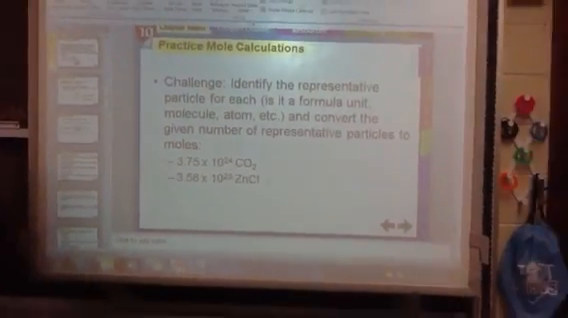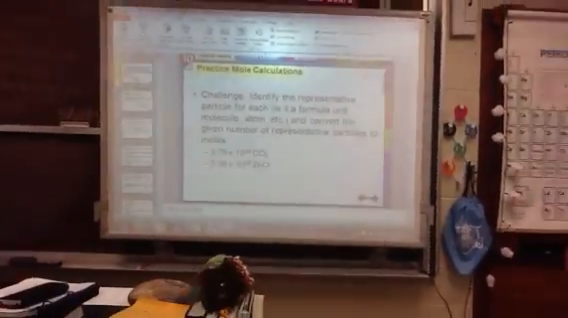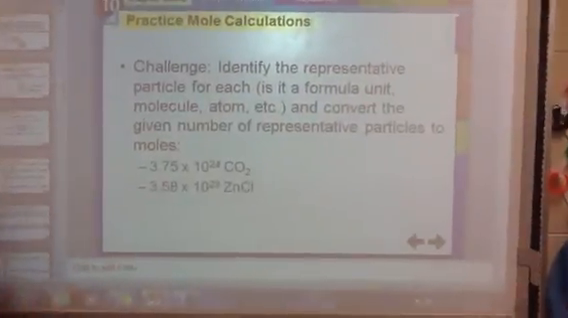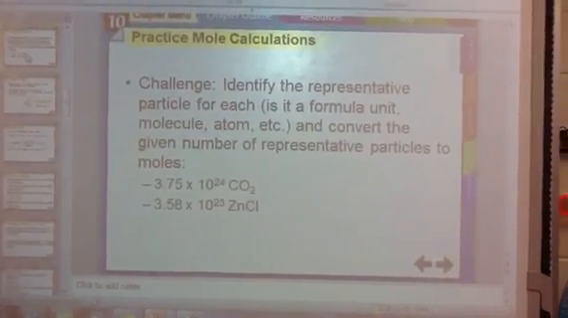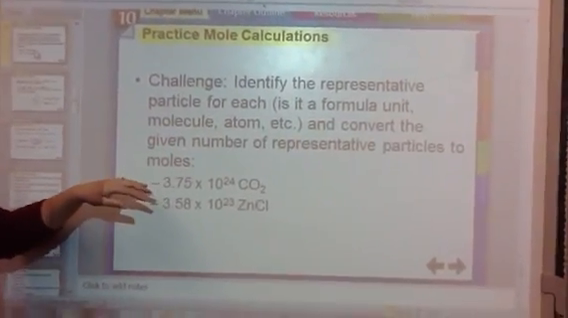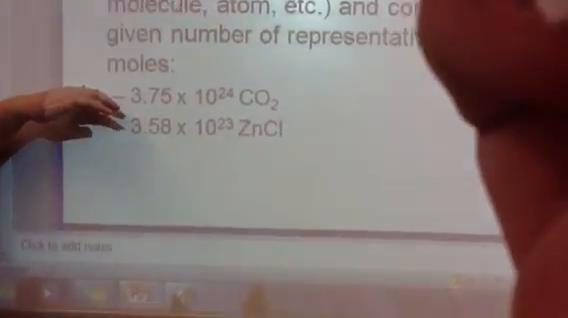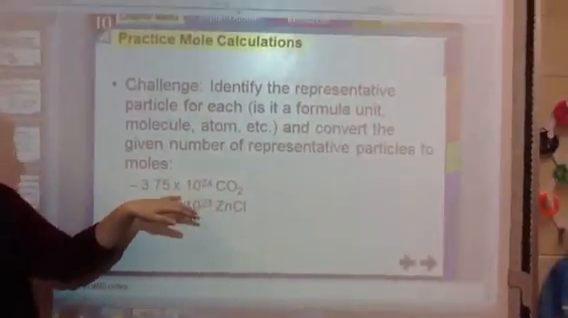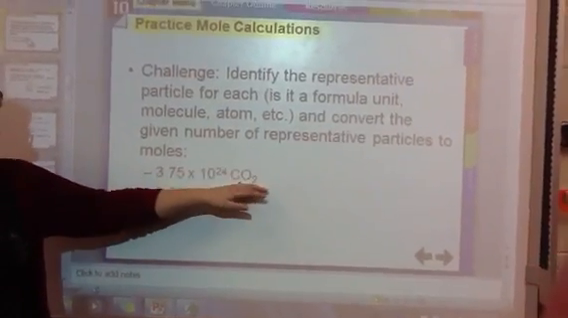There's also one that's a challenge problem where you're doing the exact same thing, but I want you to identify what the representative particle would be. So for example, if I gave you this first one, let's say that these are particles and I want you to convert them to moles. So I gave you 3.75 times 10 to the 24th particles of CO2.